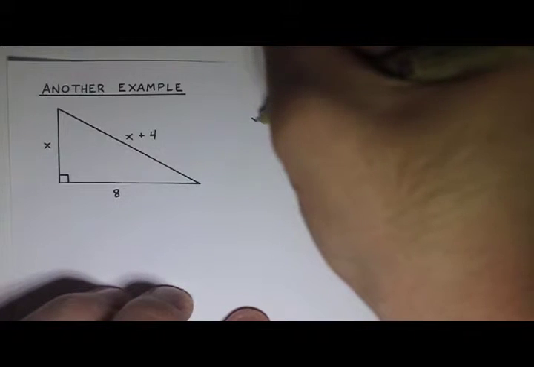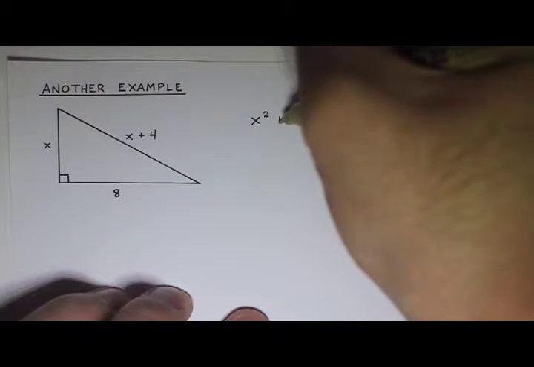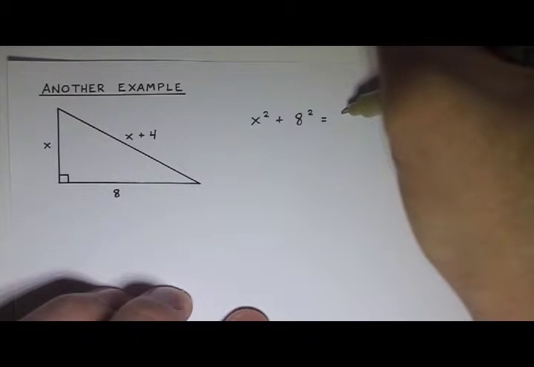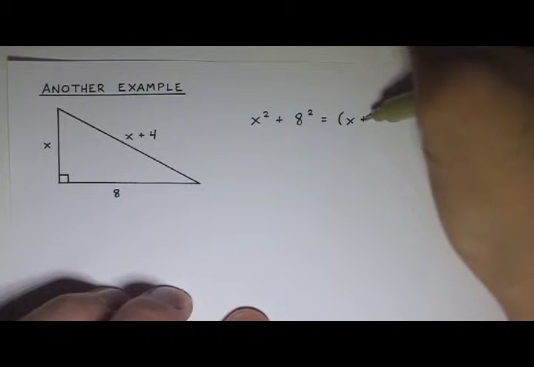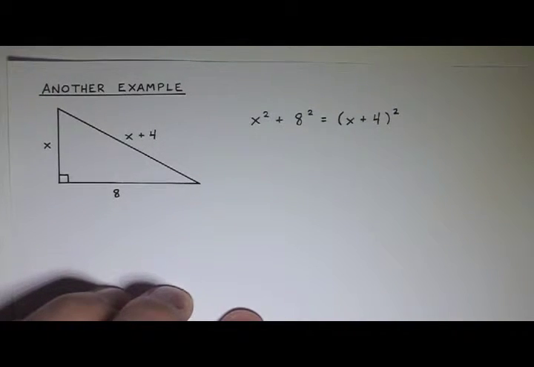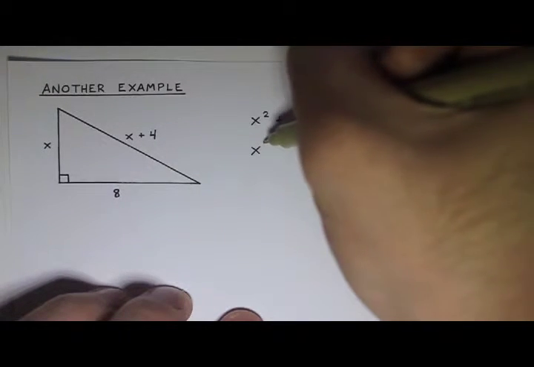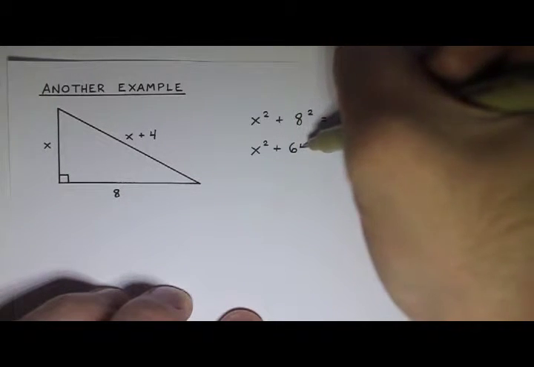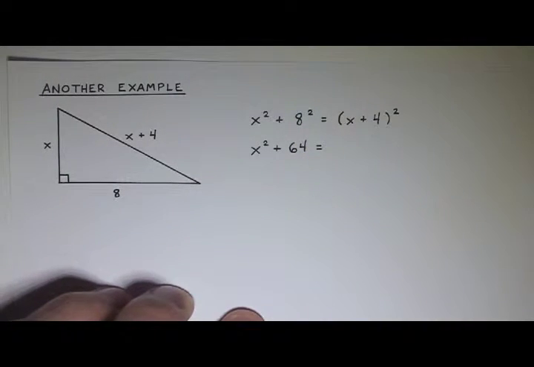So the legs, x squared plus 8 squared, equal the hypotenuse, and you have to remember you want to square that whole thing, so you have to put it in parentheses. Okay, so x squared is x squared. 8 squared is 64. And now x plus 4 squared.